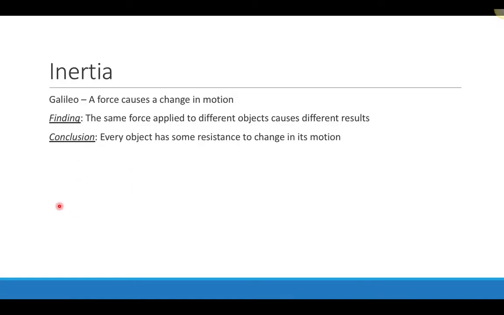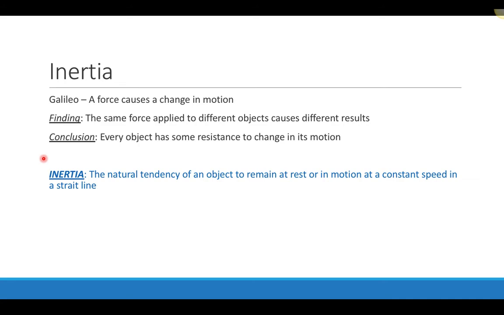So if we think about the findings of Galileo, he realized that a force causes a change in the motion, that the same force applied to different objects causes different results, which we just saw. And so the conclusion there is that every object has some resistance to change in motion. So the 100 kilogram crate, the bottom figure, had a larger resistance to change in its motion versus the 10 kilogram crate in the first picture.